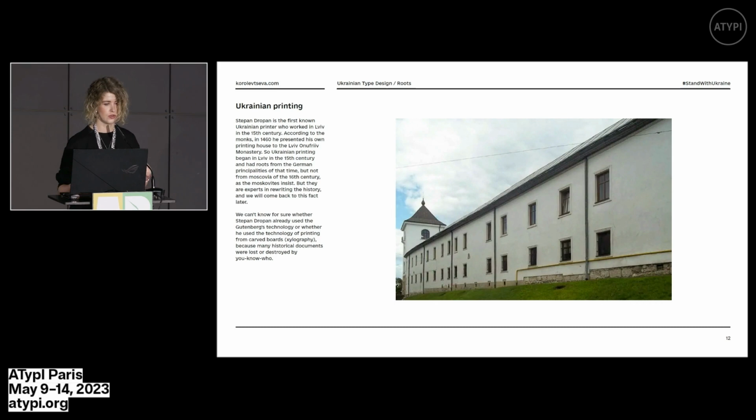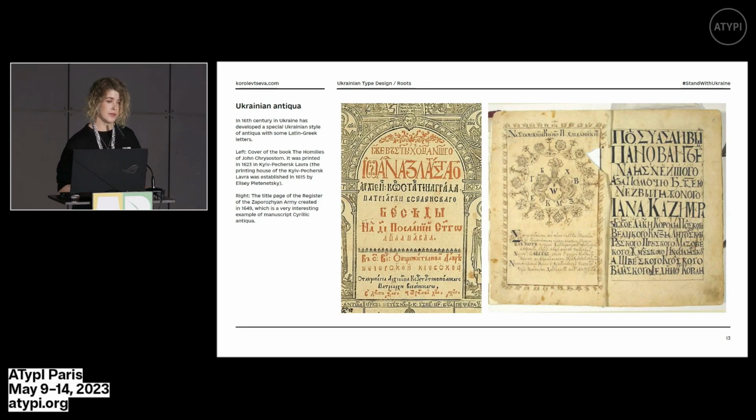So it's important to know the truth, because Muscovites of that time, it was called Moscovia, said that Ukrainian printing came from Moscovia. It's not true. We can't know whether Stepan Droban already used Gutenberg's technology. I guess not, and I guess he used xylography technology.